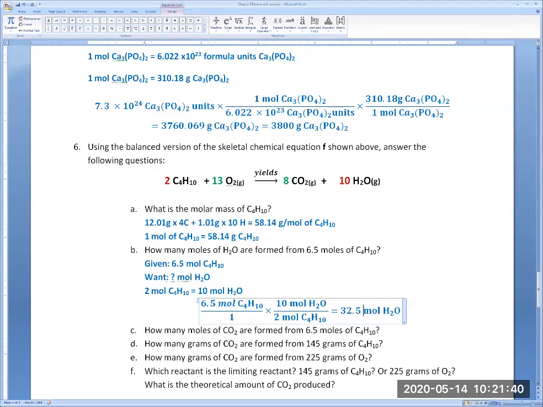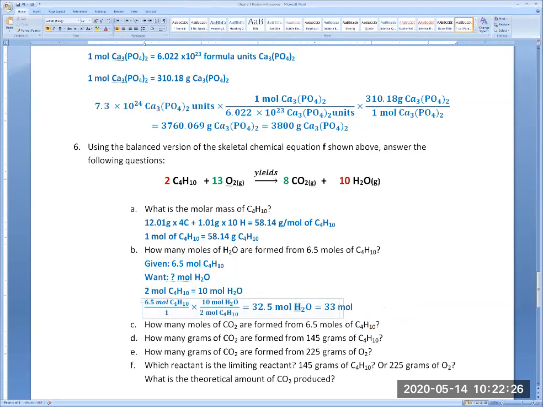And we need to pay attention to sig figs here. So that's the calculator answer, right? And the proportions of 10 moles of water over 2 moles of C4H10 are exact, right? Those coefficients in equations are exact. So that means you only look at the given amount of 6.5, which is 2 sig figs. So you keep the 3. What comes after the 2 is a 5, so you need to round up to 3, and then the dot was there, so it just stays like that.